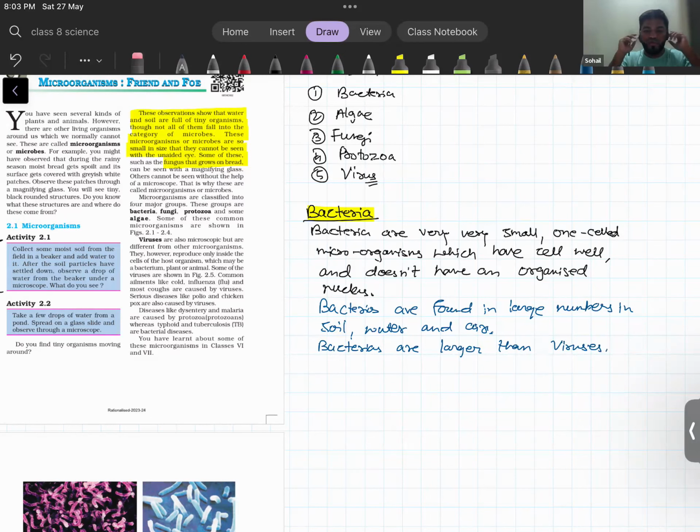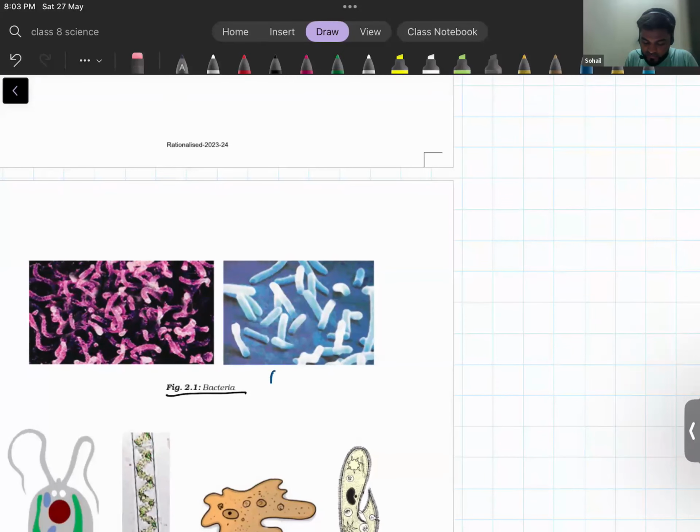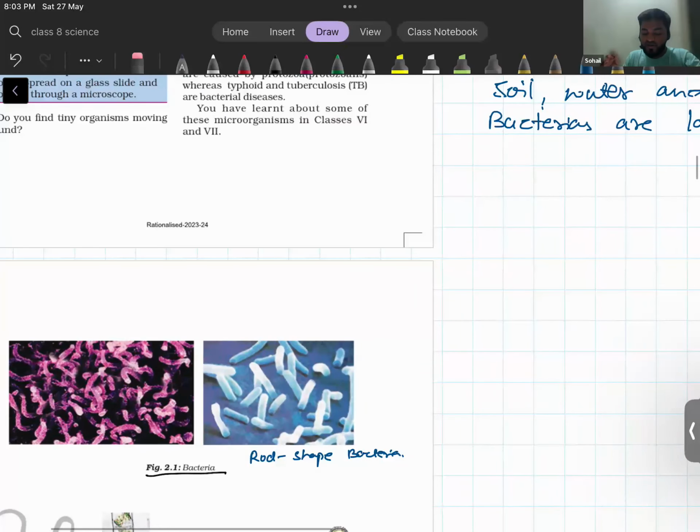Based on their shape, bacteria can be further classified into three groups. Some bacteria have a distinct shape from another one. Some might be of spherical shape, some will look rod shaped, and some will look like spiral bacteria. In this, you will see the first figure, that is of a rod shape bacteria. The other two bacteria, their figures I will attach and show to you in the next class.